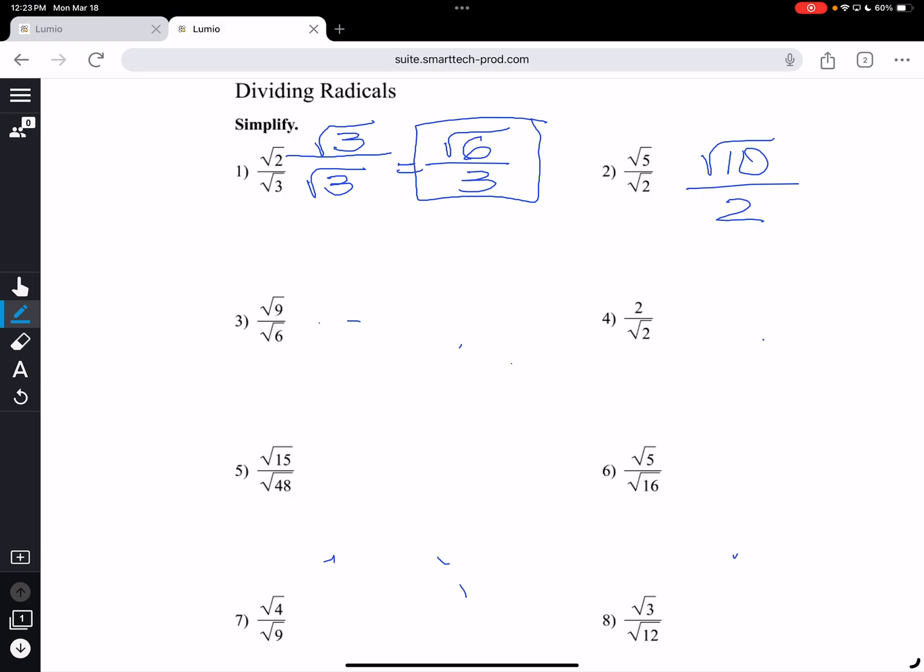Which radical? Let me go to my handy dandy calculator. That is really 3.16 over 2. I thought we just rounded it to 3. Yeah, we just round. There you go.